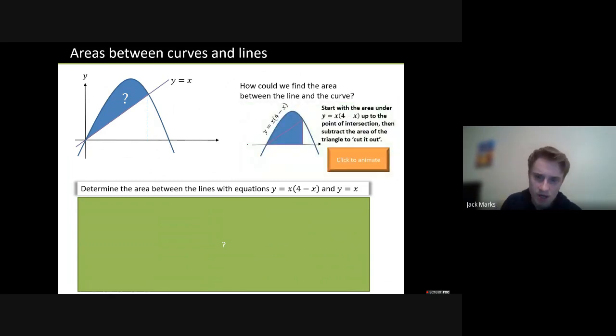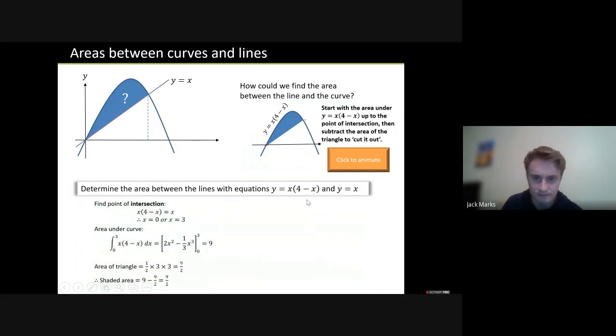So how could we find this area? Well, we could integrate as we normally would to find that part there, and then we could take away the triangle. So better to start with more and then take away something. For example here, so this is the same question. We need to find these limits.